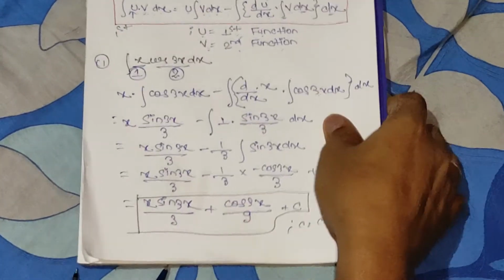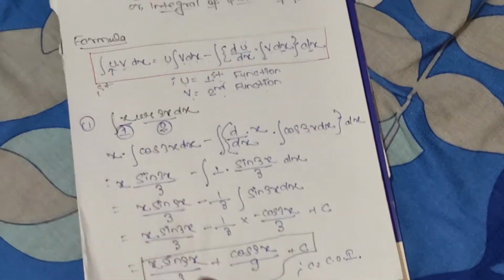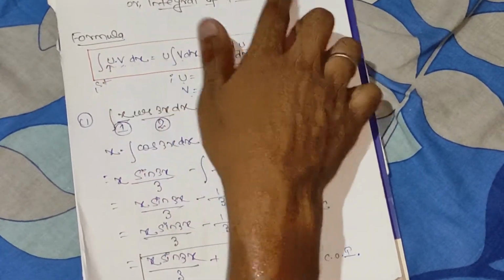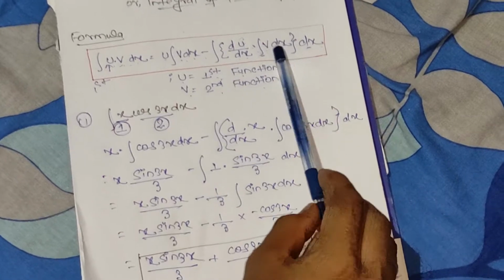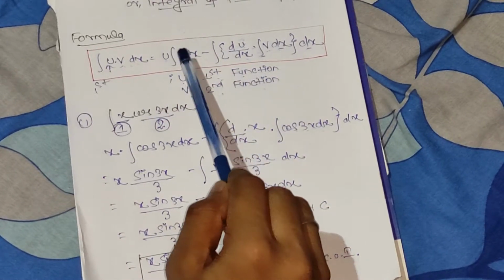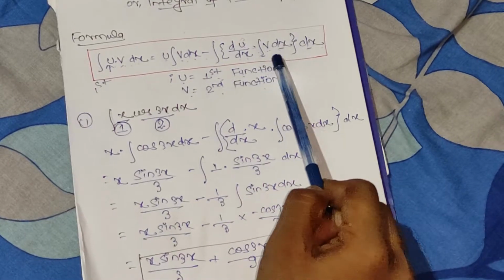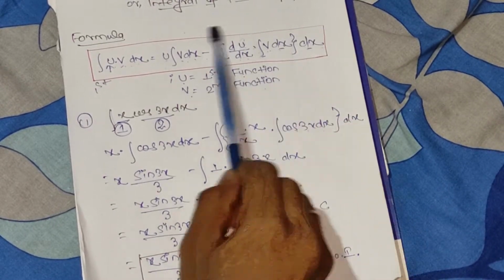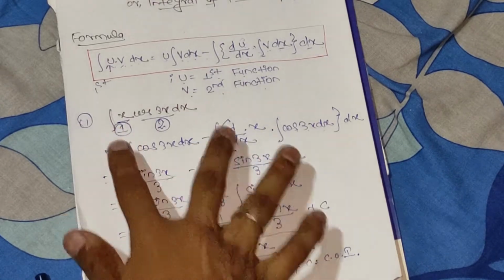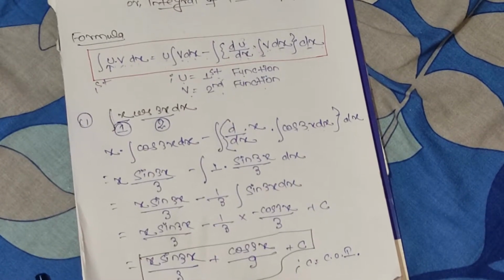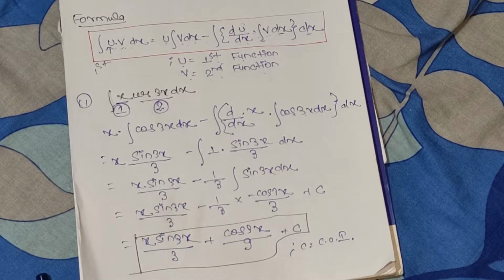I hope it is now clear how to implement the method of integration by parts. So this is the formula and how to remember it: first function into integration of second, minus integral of differentiation of first into integral of second dx. This is the basic formula, and this is one example that will help you understand how to implement it.